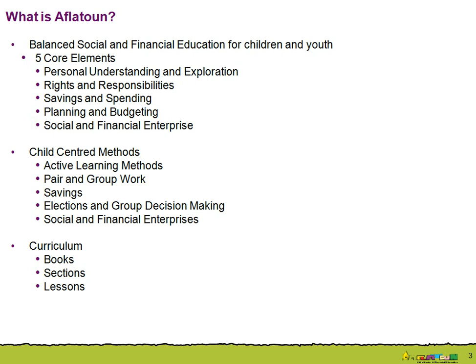One important note here is that in the curriculum, sections and chapters might not always be titled this way. For example, in the new Aflatoon curriculum, there's a Managing Resources chapter, which contains both savings and spending and planning and budgeting topics. But still, the 5 core components are the core of what we do.